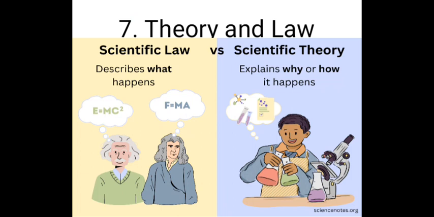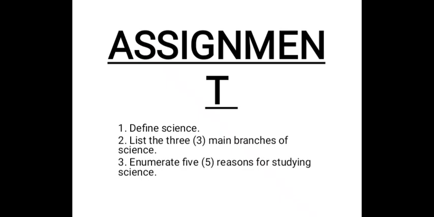Seven is theory and law. You have to know the difference between theory and law. A scientific law describes what happens, while a scientific theory explains why or how it happens. Laws such as Albert Einstein's law, E equals mc squared, the law of energy, and then Newton's law, F equals ma, force equals mass times acceleration. So these are laws, while a theory explains why or how something happens.